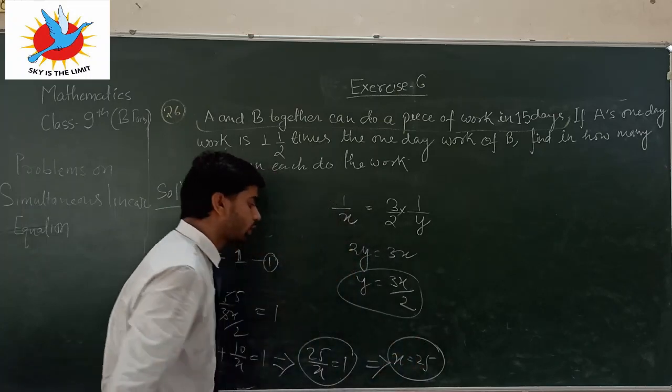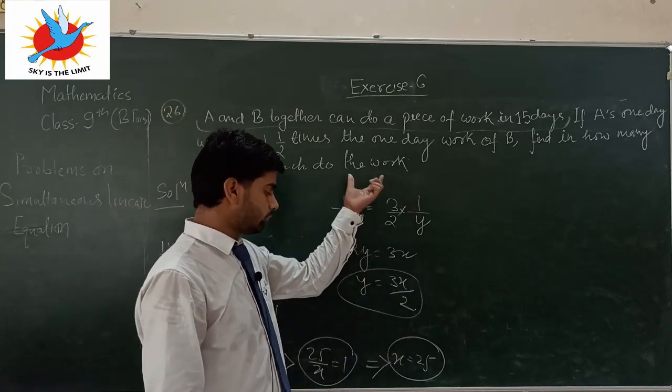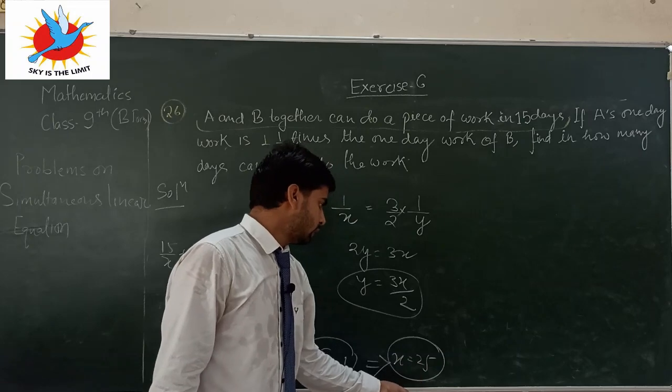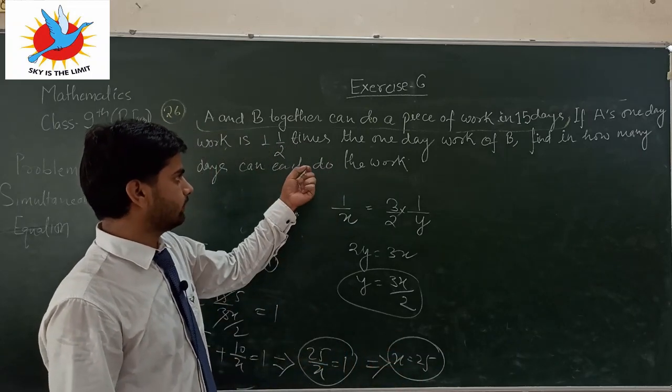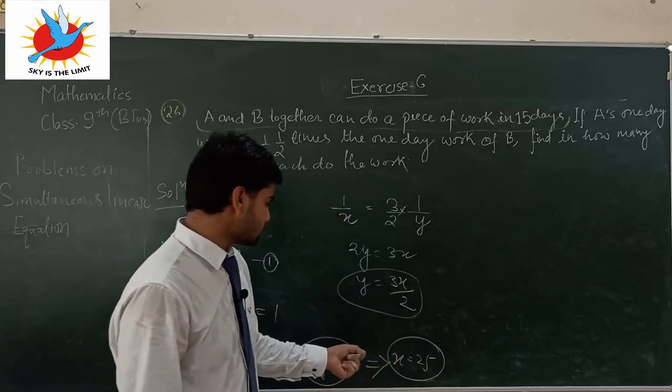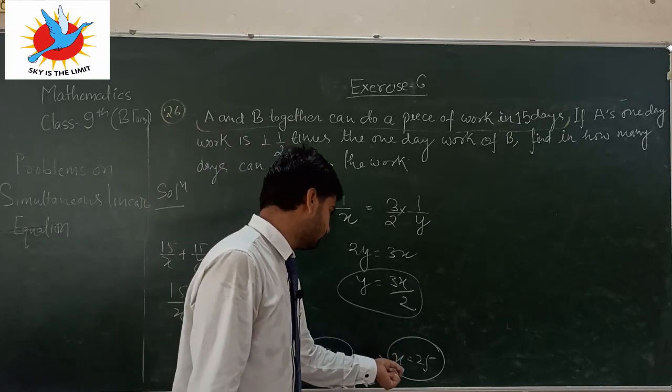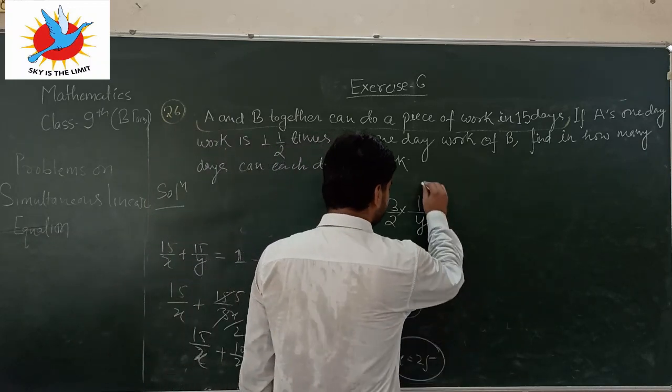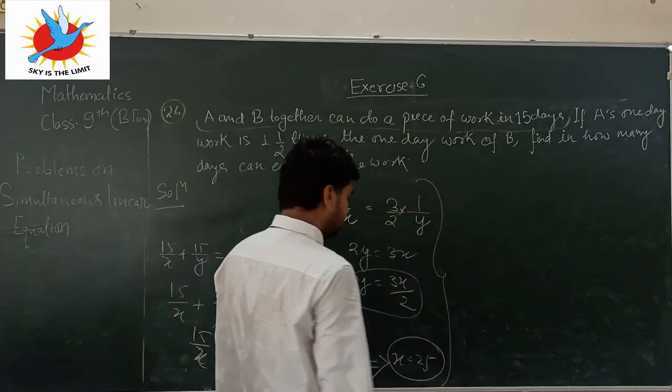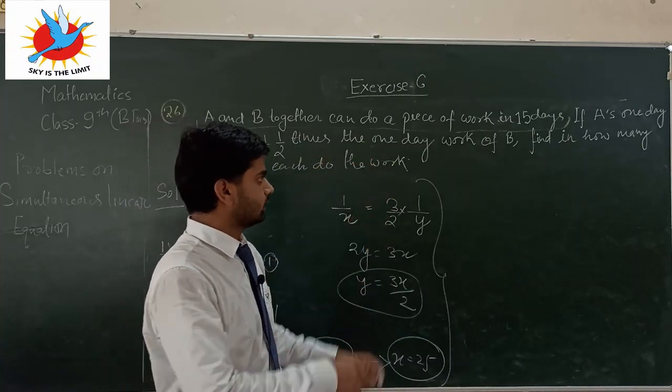That means x alone will do the same work in 25 days, okay. Together they do that work in 15 days, but A alone does that work in 25 days, and it is obvious that the time will be more than when they do it together, okay.